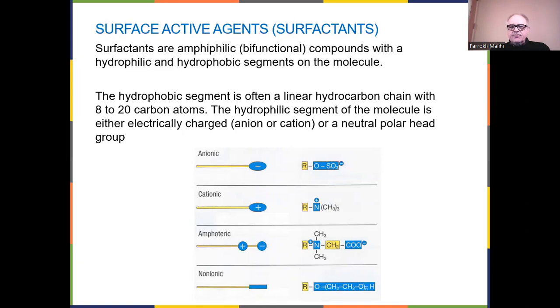The hydrophobic segment is often a linear hydrocarbon chain with 8 to 10 carbon atoms, usually sourced from petrochemicals or from natural fats and oils like coconut oil. The hydrophilic segment of the molecule is either electrically charged or a neutral polar head group. The schematics show examples of anionic, cationic, amphoteric, and non-ionic surfactants and their typical structures.